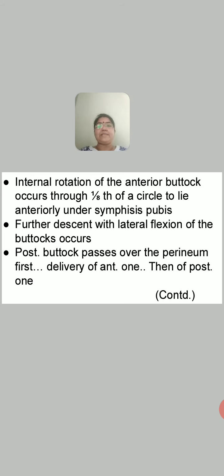The posterior buttock passes over the perineum first. So the posterior buttock touches the perineum first. Then it is followed by delivery of the anterior buttock and then of the posterior one. Whenever there is breech presentation, either buttock is delivered first, followed by delivery of the remaining buttock. Normally the anterior buttock is delivered first, followed by delivery of the posterior buttock.